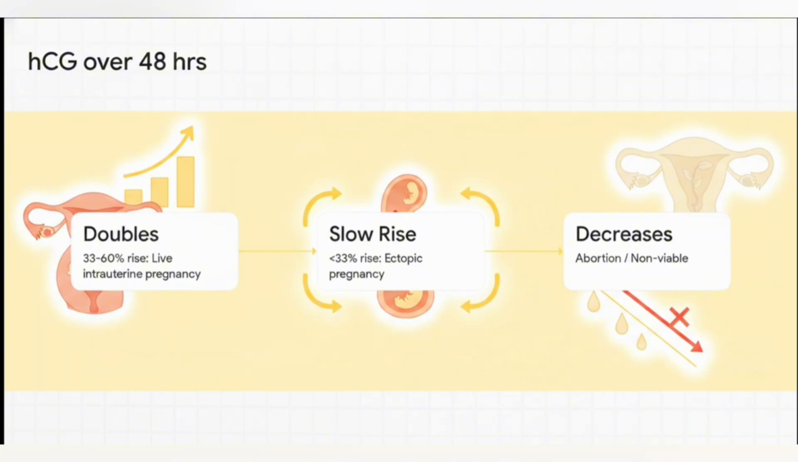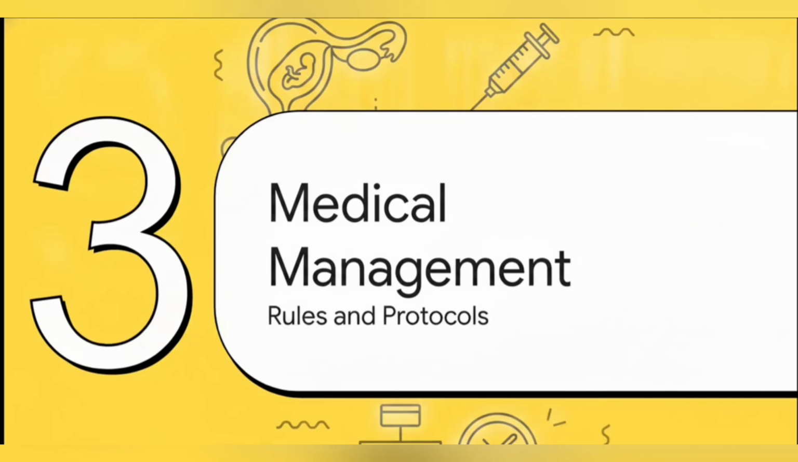If it's a normal live intrauterine pregnancy, that HCG level is going to nearly double, meaning a 33 to 60% rise. If the level decreases, you're looking at an abortion or non-viable pregnancy. But dhyan dena, if there's a sluggish, really slow rise of less than 33%, that is the absolute hallmark of an ectopic pregnancy. A sluggish rise literally means ectopic. Concept clear? All right, Section 3, Medical Management.